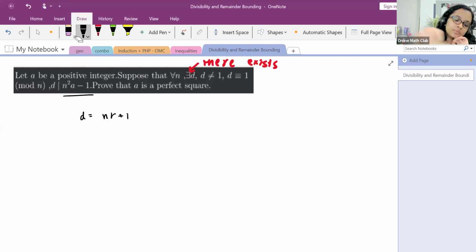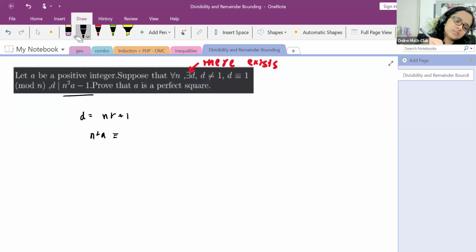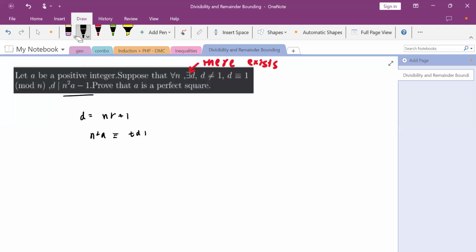NR, it should be NR plus 1. Hello? Yeah. What I'm saying is, we can do N square A is equal to 1 mod D. So N square A is equal to, let's say, KD plus 1. Okay, so you want to rewrite it as KD plus 1 like this.